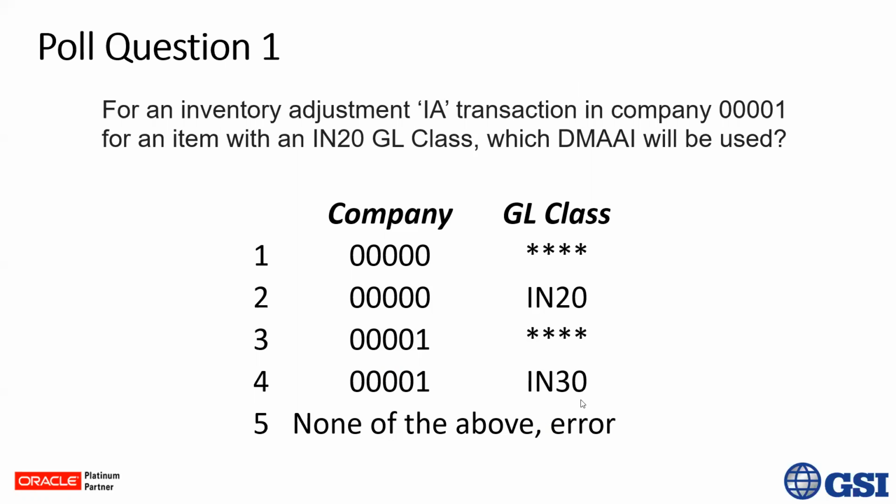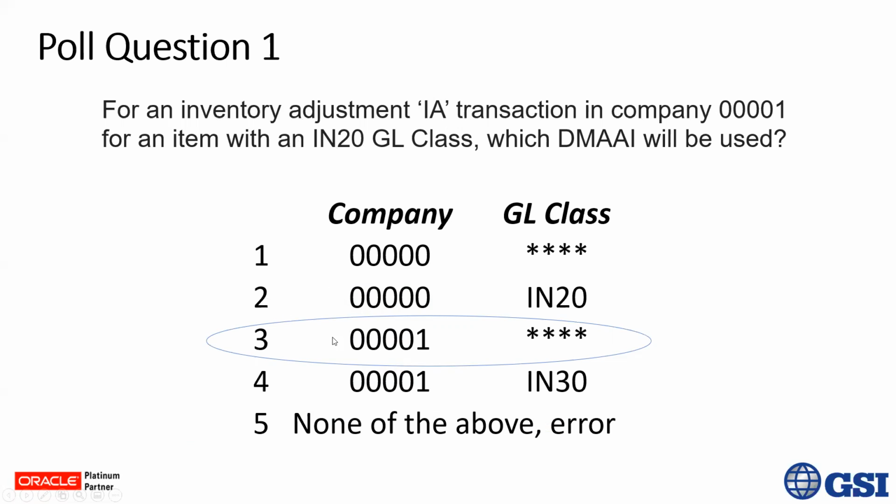Okay. All right. So if you were paying attention and you look over all these answers, the answer is number 3. The question was for an inventory adjustment IA in company number 1 for an item with a GL class of IN20, which one of these will be used? So it's company 1, IN20.